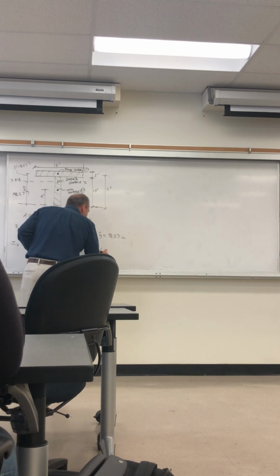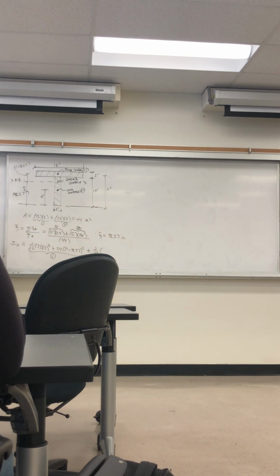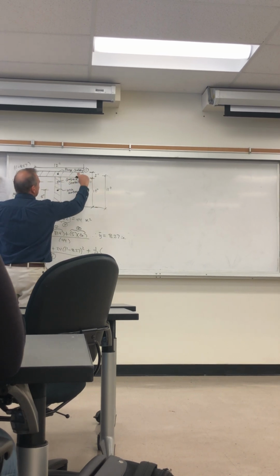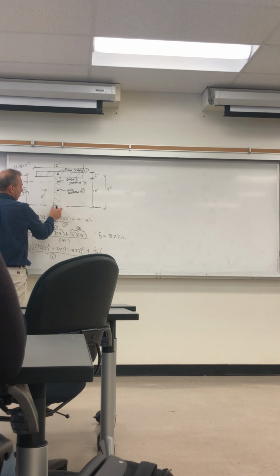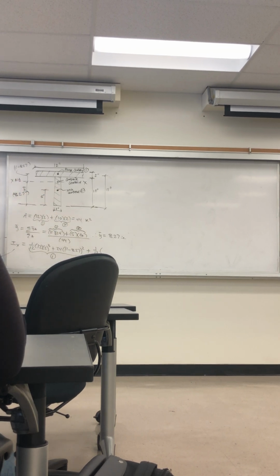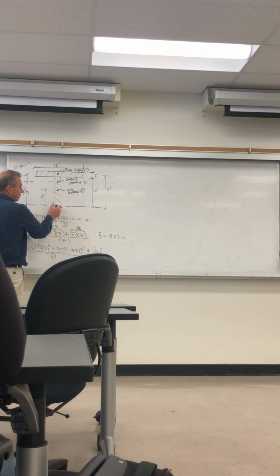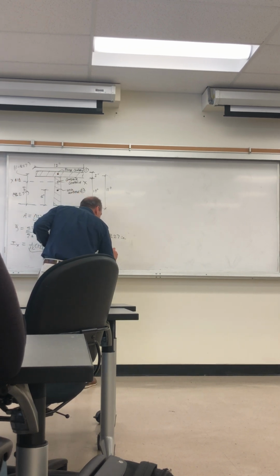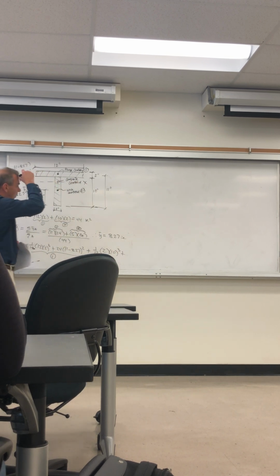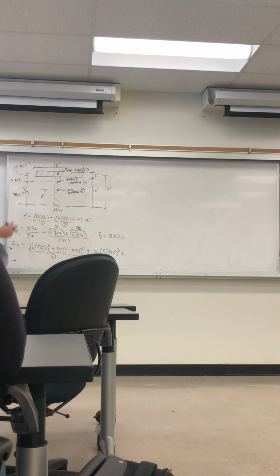1/12 base times height to the third. You have to know which direction you're talking about. In this case, if the base was this way, 12, height was 2. This is going the same way, but it's oriented in a different direction, right? So in this case, 1/12 base is 2 and the height is 10. 1/12 base, 10 to the third, plus the area of number 2, that's 20.